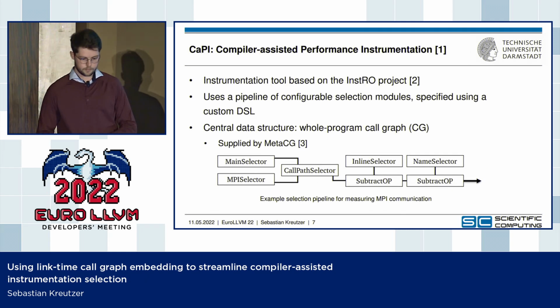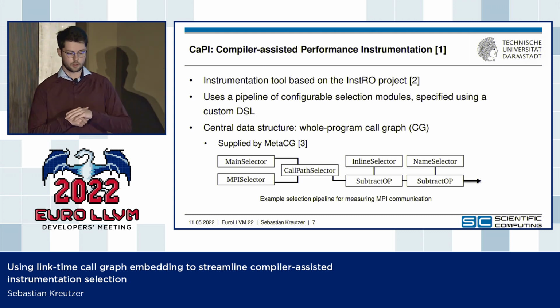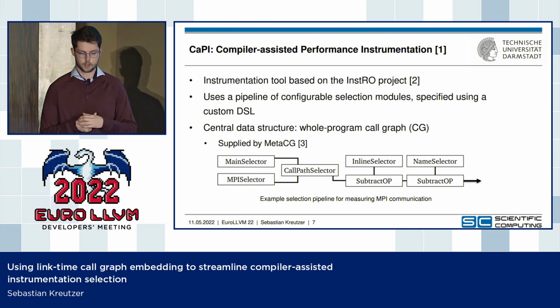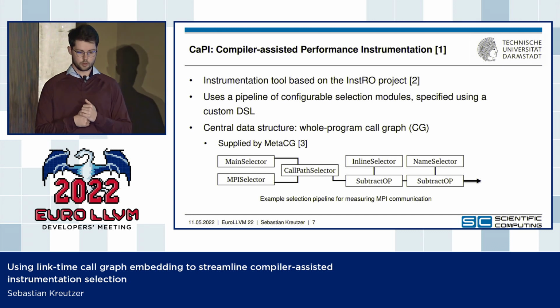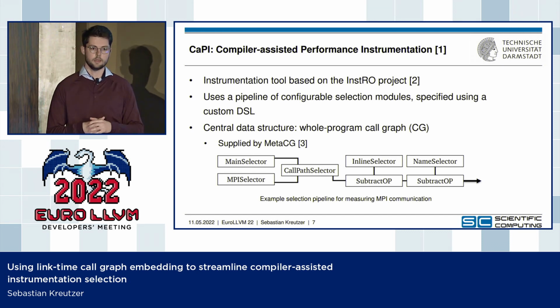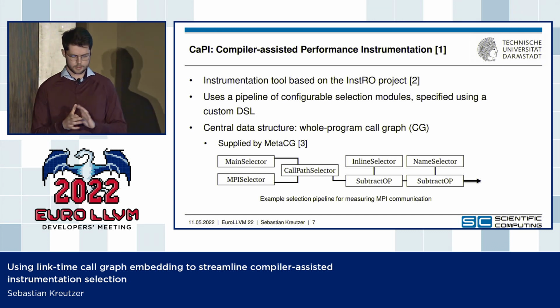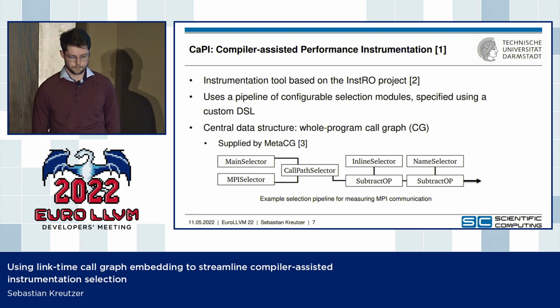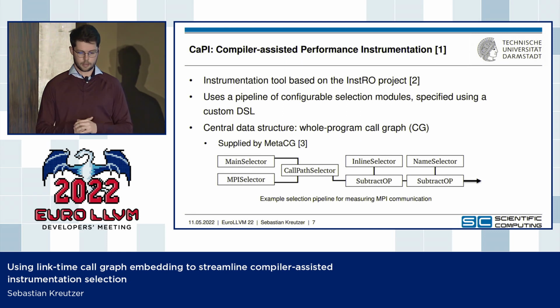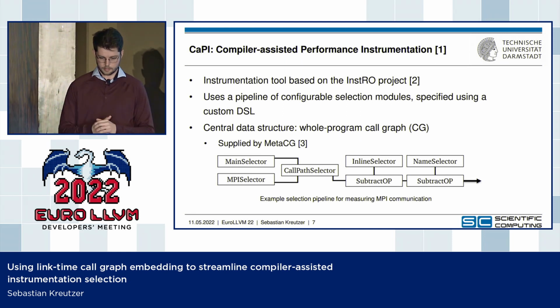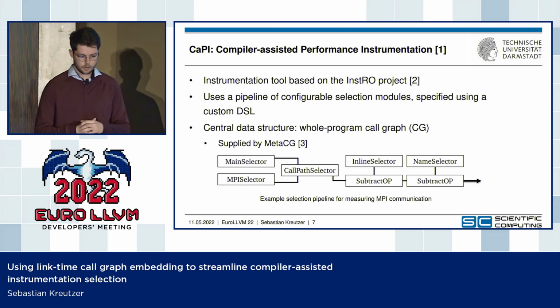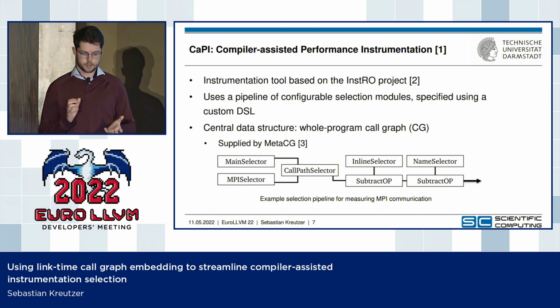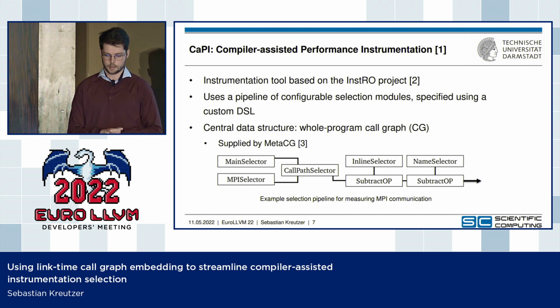So for that reason, we have developed CaPI, which is short for Compiler-Assisted Performance Instrumentation. And this is an instrumentation tool that is based on an older project called Instro. And I won't get into the details what differentiates the two projects here. But we have an upcoming paper at a workshop at ISC this year. So if you're interested, there's more information there. But in a nutshell, it uses a pipeline of configurable selection modules specified using a custom DSL.